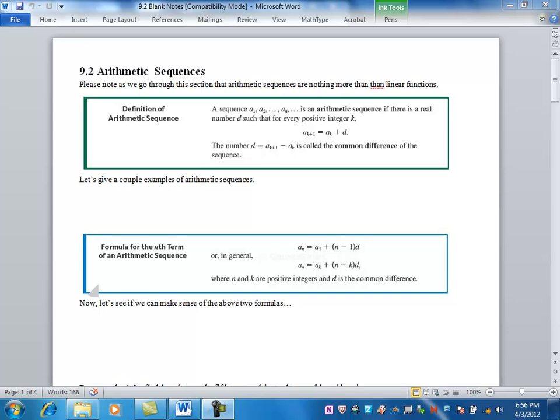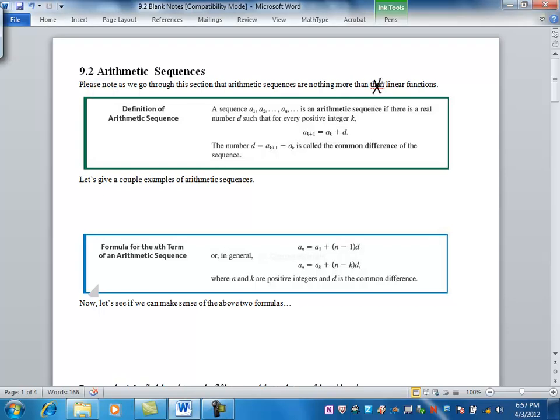Hi there. We're going to move right on into section 2 of chapter 9 as we work our way toward the finish line of the course. In this lesson we look at arithmetic sequences, and as we go, keep in mind that these arithmetic sequences are nothing more than linear functions.